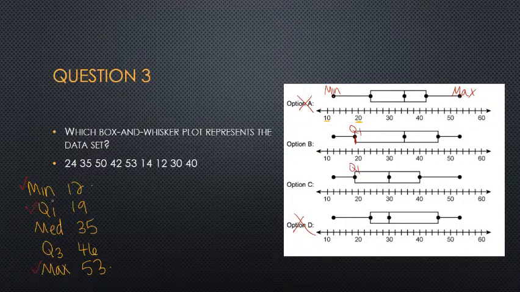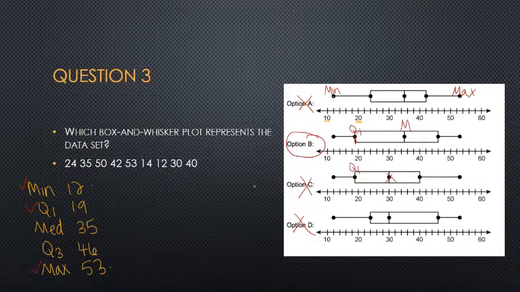Okay, then I go and I look for my median. Well, my median needs to be 35, so right here, 32, 34, right in the middle, that looks to be my median, where this guy, the median was right at 30, and that is not the median for my set of data. So option C is eliminated, which means that option B would be my match.